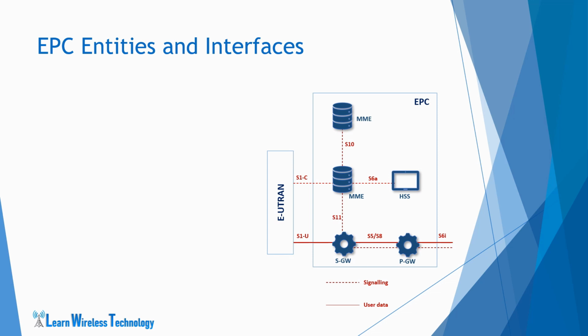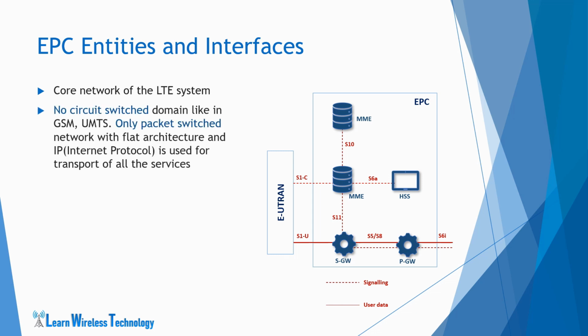This is the architecture of EPC. The interfaces between EUTRAN and EPC, and between different nodes within the EPC, are shown here. The signaling path is denoted by dotted lines and the user data path is denoted by solid lines. So EPC is the core network of the LTE system. It is completely a packet switch network and no circuit switch domain is present.